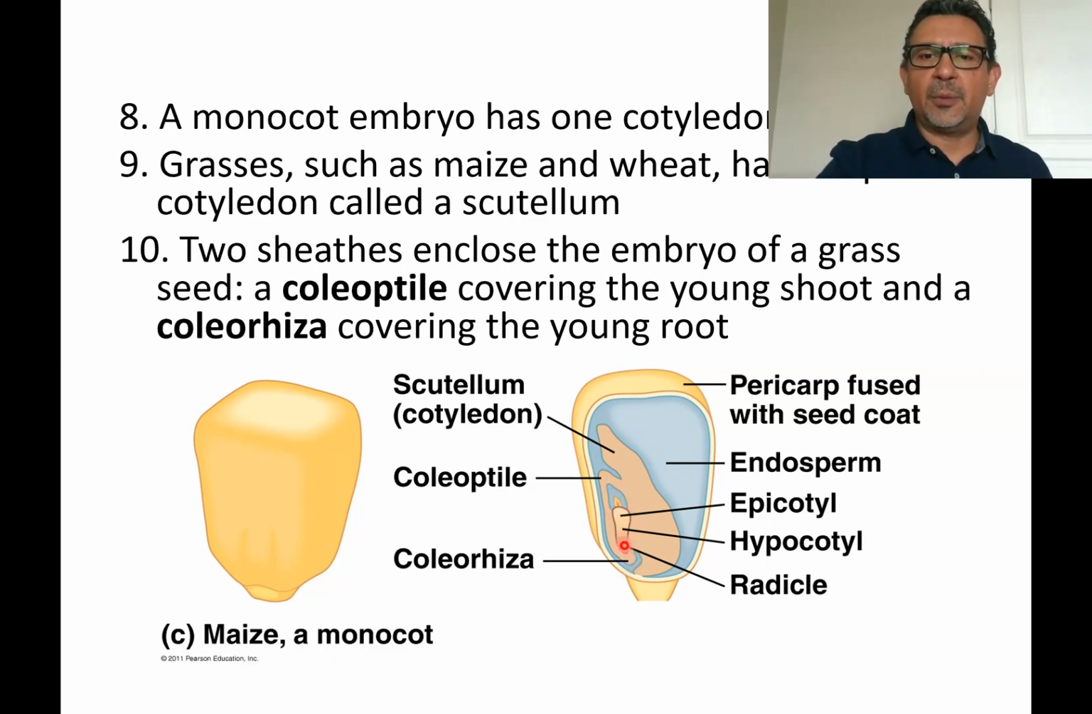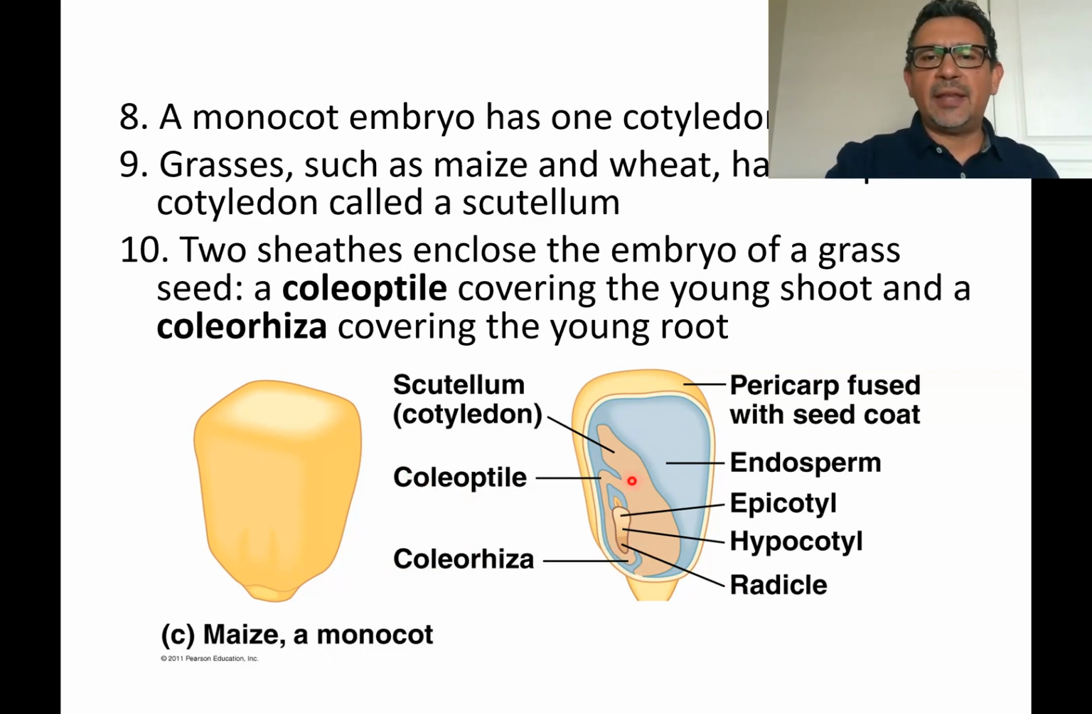And here the root, or the radicle, we don't have a root yet, the radicle is protected by another shield, which is known as the coleorhiza. The prefix of these words, coleoptile and coleorhiza, means something hard. It's a hard protective shield.